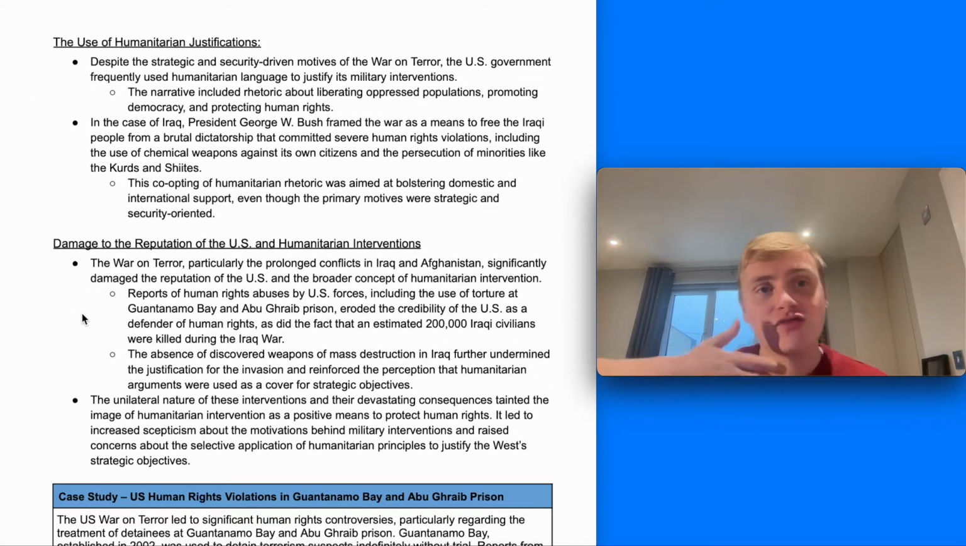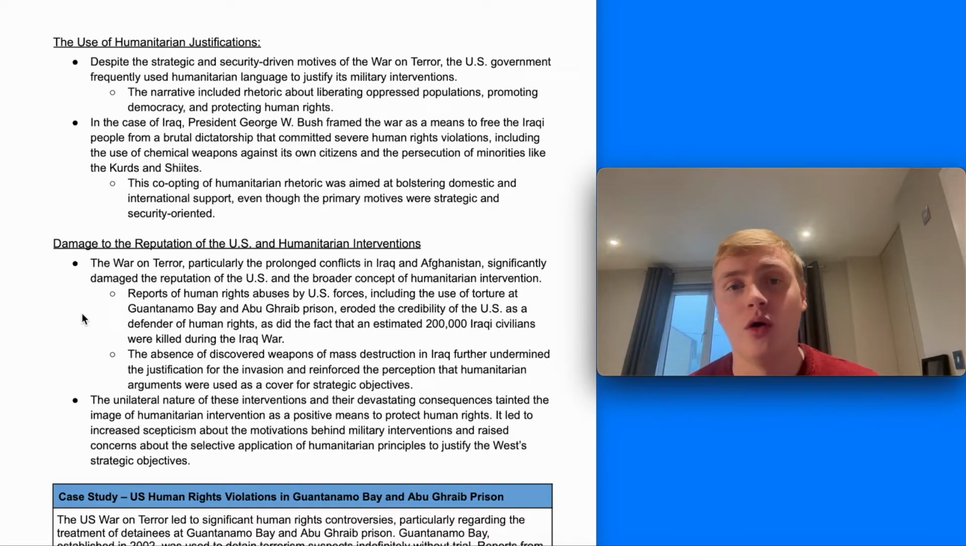Despite the clear strategic and security-driven motives of the War on Terror, the US government did also frequently use humanitarian language to try and justify it. This narrative included rhetoric about liberating oppressed populations, promoting democracy, and protecting human rights.